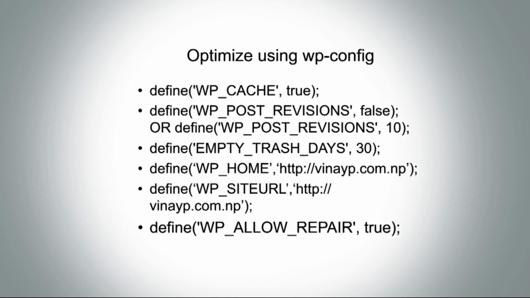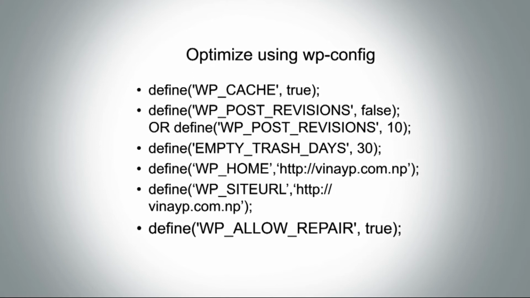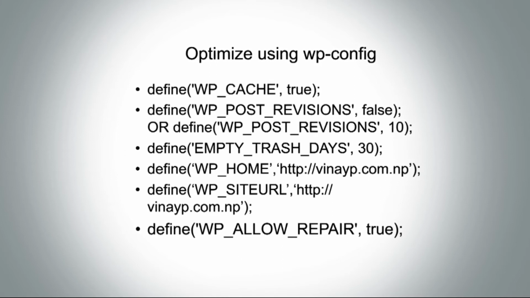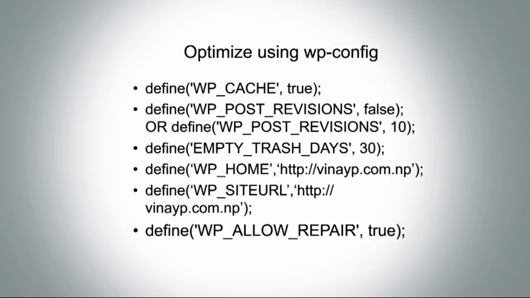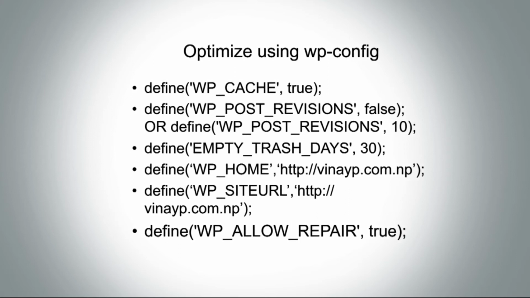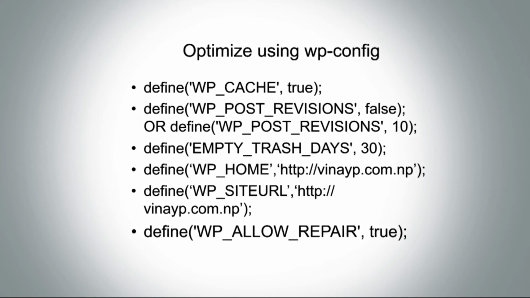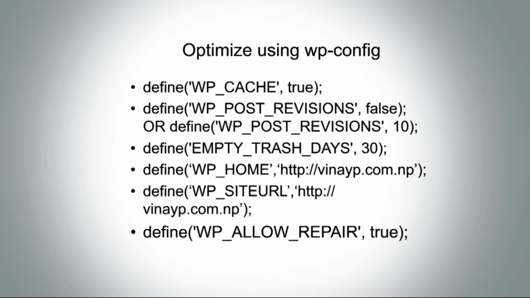But for a country like Nepal, where power failure is the main problem, and for multiple authors, we need post revisions. So in that case, we can reduce the post revisions by giving a number like 10, 20, 10, like this.